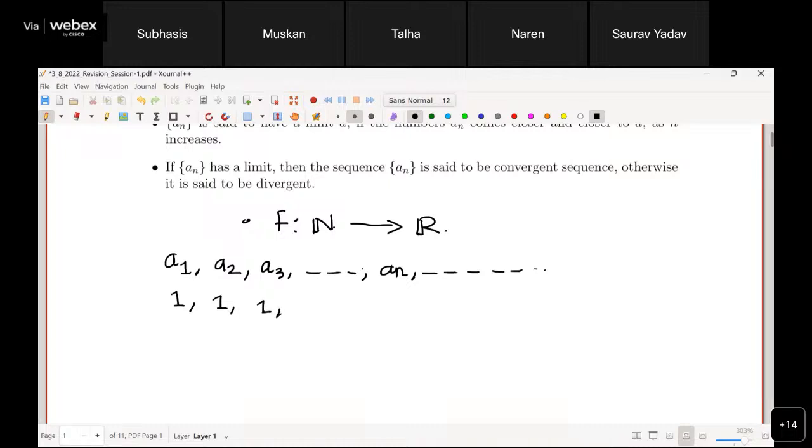1, 1, and so on. Okay, so this is a constant sequence, right? See, all the terms of the sequence are same. So this is a constant sequence.